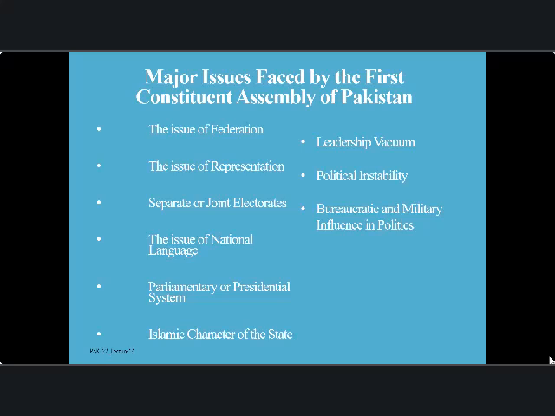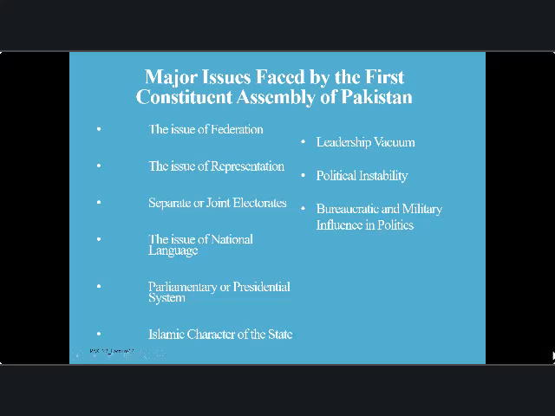On the other hand, several political leaders and members of the Constituent Assembly favored joint electorates, arguing that all citizens should vote together regardless of religion in order to promote national unity and democratic equality. This disagreement created political debate during the early constitutional discussion of Pakistan and contributed to delays in reaching a consensus on the future electoral system.